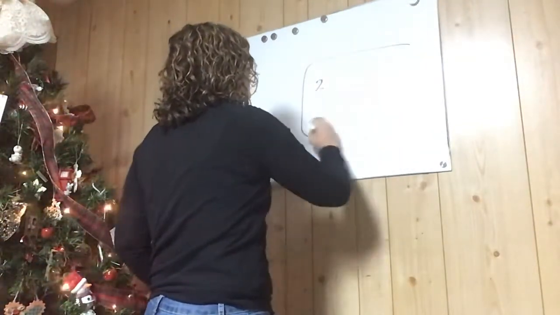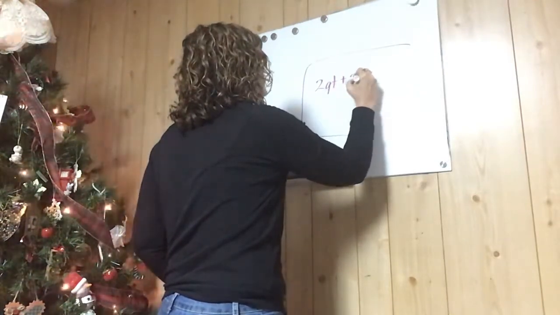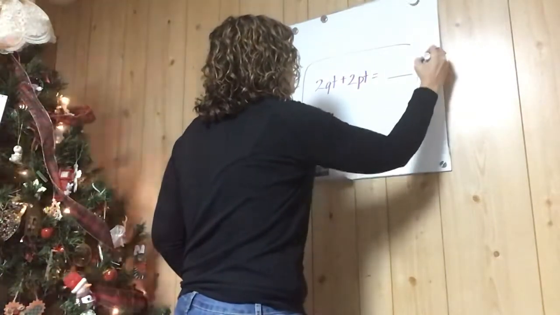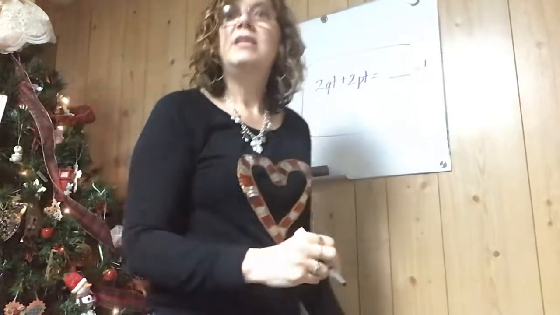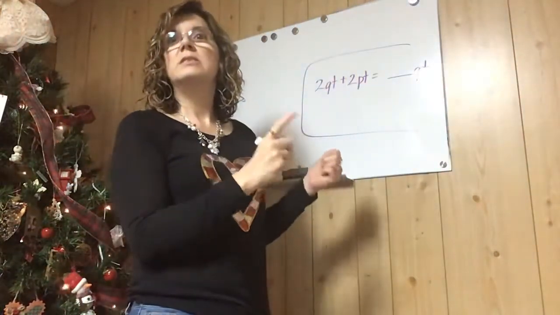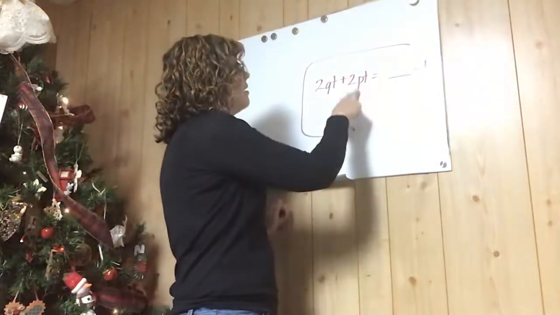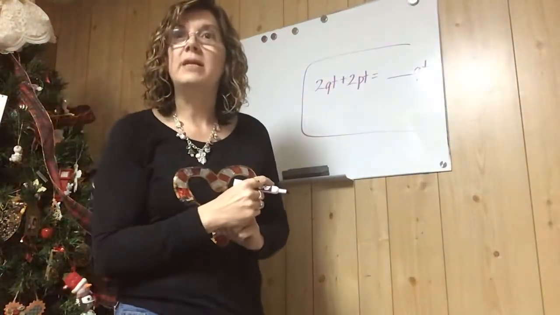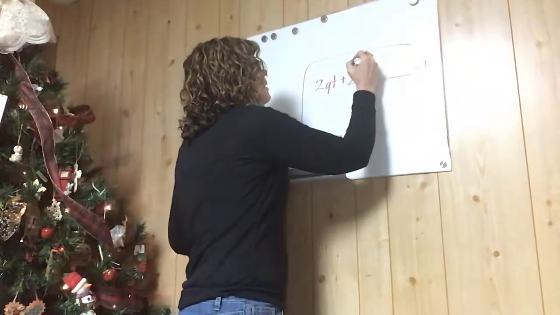This is what's in that box. It says 2 quarts plus 2 pints equals how many quarts? Okay, do you see that in the box? Now, can you add quarts and pints? No, you can't. So above the 2 pints, you need to tell me how many quarts would that be? 2 pints is 1 quart.